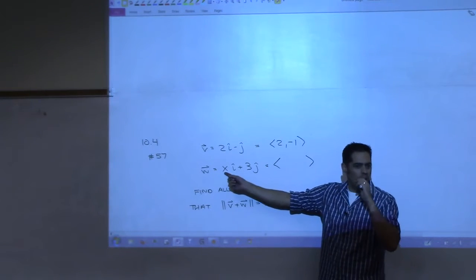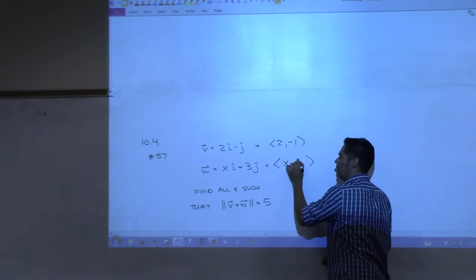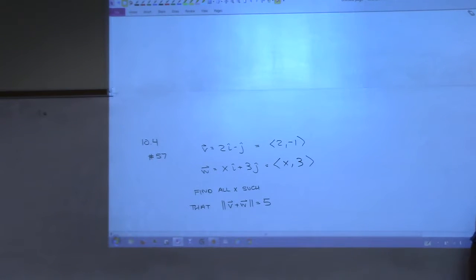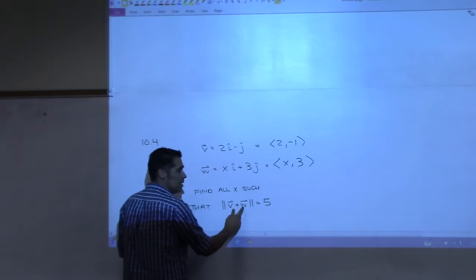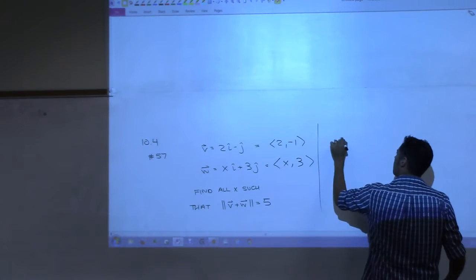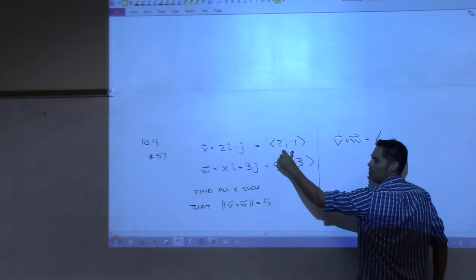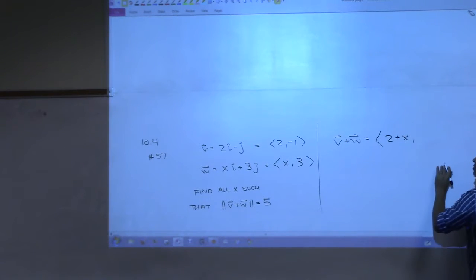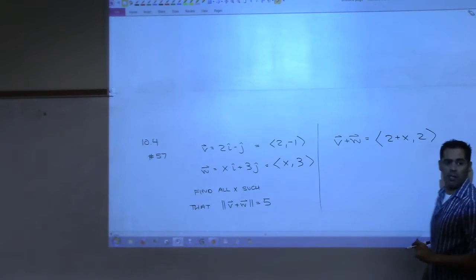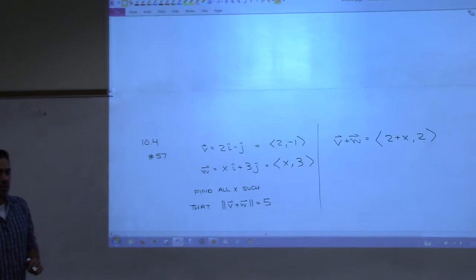Well, we don't actually know what this is, do we? It's x. So this is x comma 3. All right? Okay, can you tell me what v plus w is? Just v plus w. So how do we add these? You add up the x components, so 2 plus x, and then comma, now you add up the y components, which would be 2. We still all good?